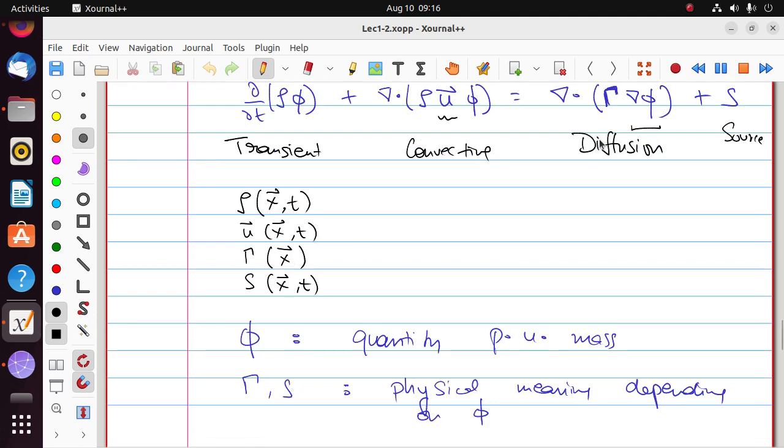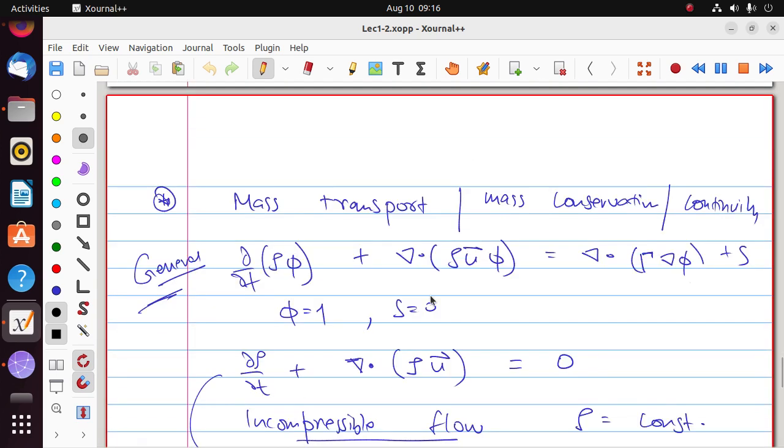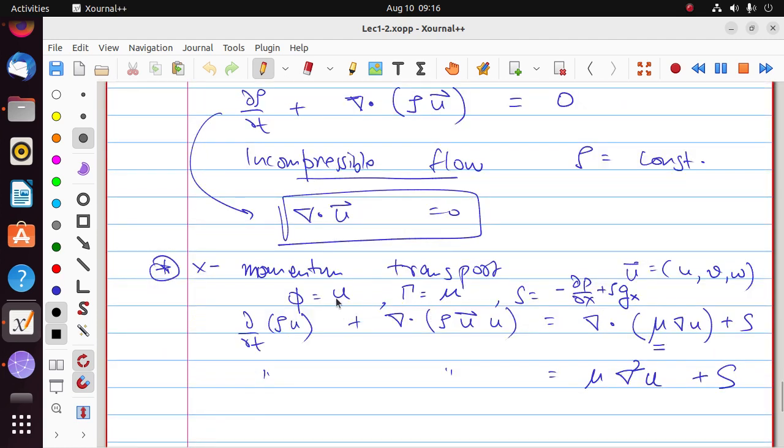Now the diffusion parameter gamma and the source term s can have physical meaning depending on the situation that we are dealing with. If phi is, let's say, mass, in this case our s becomes 0. But if phi is momentum, or a velocity component, because it's quantity per unit mass, and momentum per unit mass is velocity, that's the intrinsic variable. So we deal with phi equal to, let's say, one component of velocity, the x component, that is u. In that case your source term contains the body force plus the pressure force. Okay, is that clear?